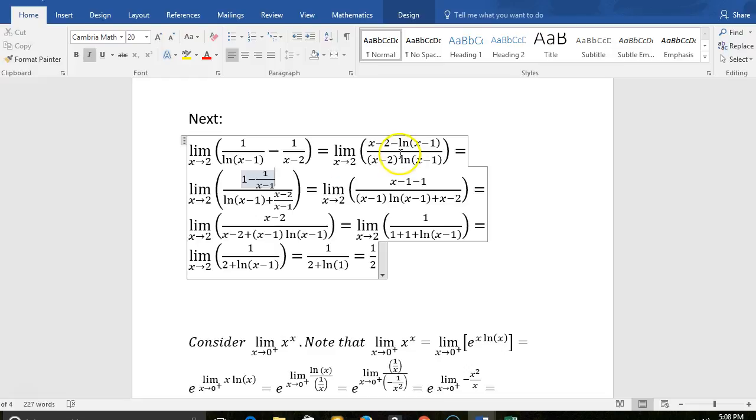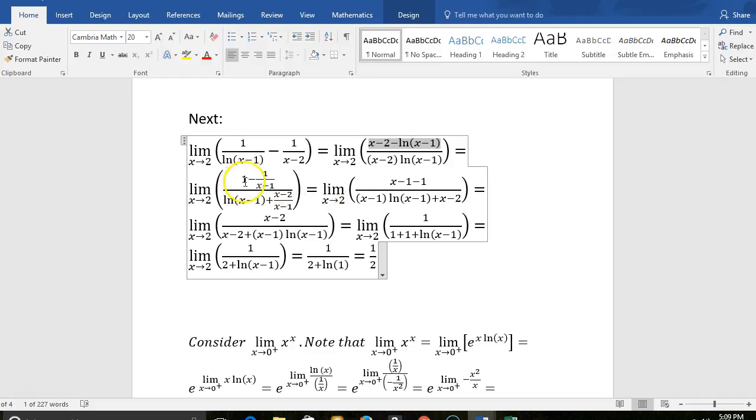Okay, so I have this guy right here. What's the next thing that I do? Oh, L'Hopital. I let this entire numerator right here, this guy that I have highlighted, be f of x. And this guy down here in the denominator that I don't have highlighted is my g of x.